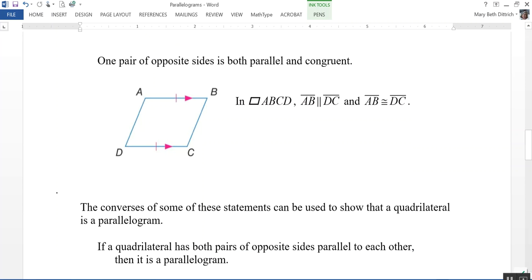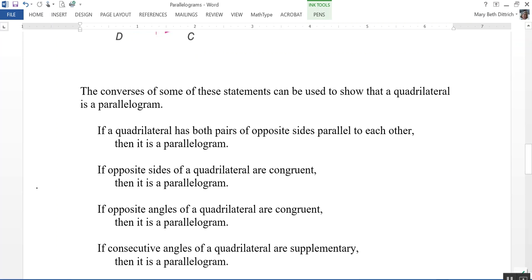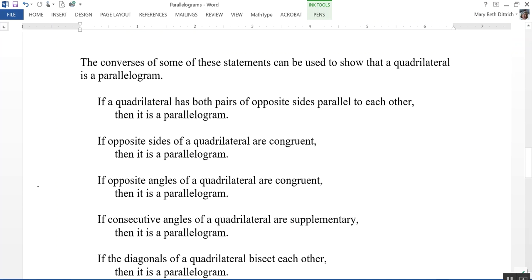Now the converses of all of these statements, in other words, flipping it around, can be used to show that a quadrilateral is a parallelogram. So for example, if a quadrilateral has both pairs of opposite sides parallel to each other, then it is a parallelogram. If you have a quadrilateral that has both pairs of opposite sides congruent to each other, then that quadrilateral is a parallelogram. If the opposite angles of a quadrilateral are congruent, then that quadrilateral is a parallelogram.